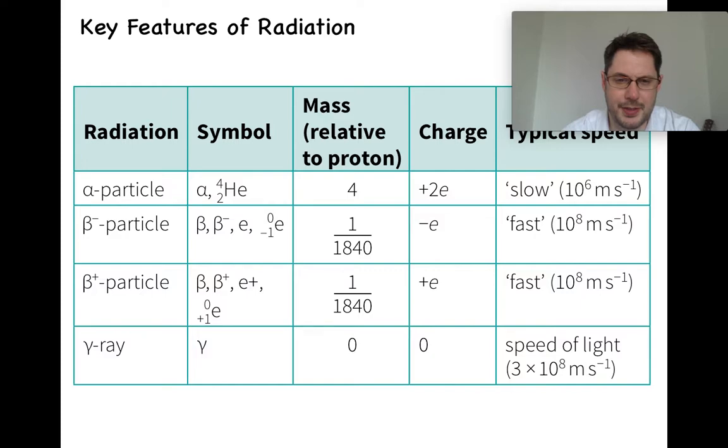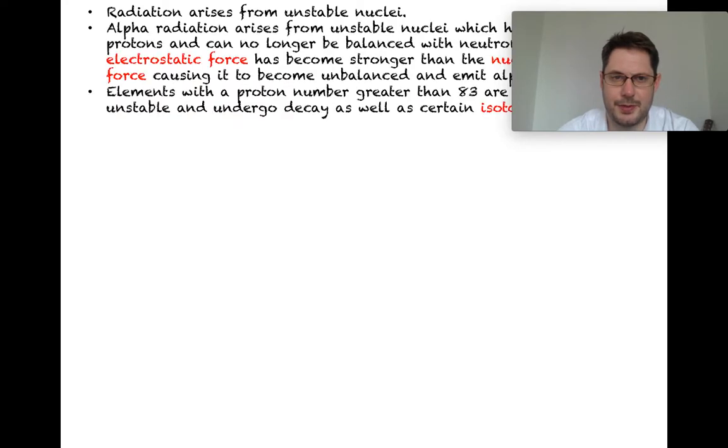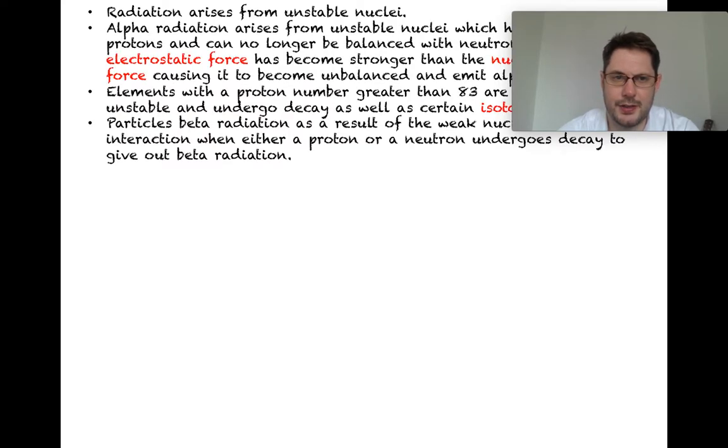Beta positive particle is exactly the same as an electron, but it's a positron. It's an antimatter electron, so the properties are the same, except opposite. Gamma ray, we know that that type of radiation is electromagnetic, so it travels at the speed of light. Okay, so some key issues here that we might want to consider.